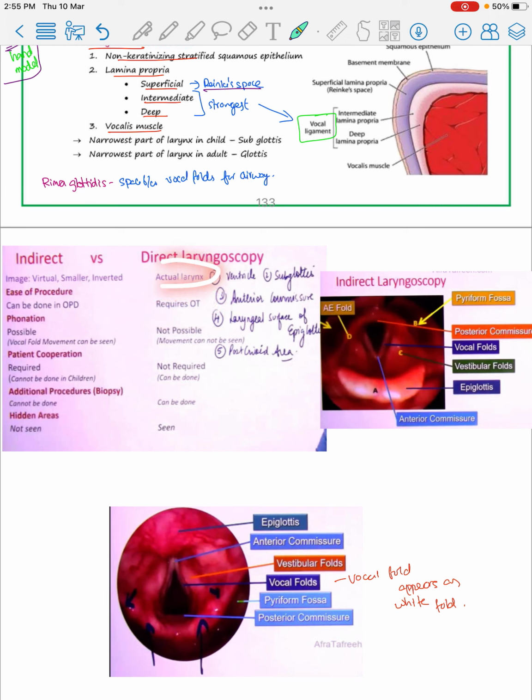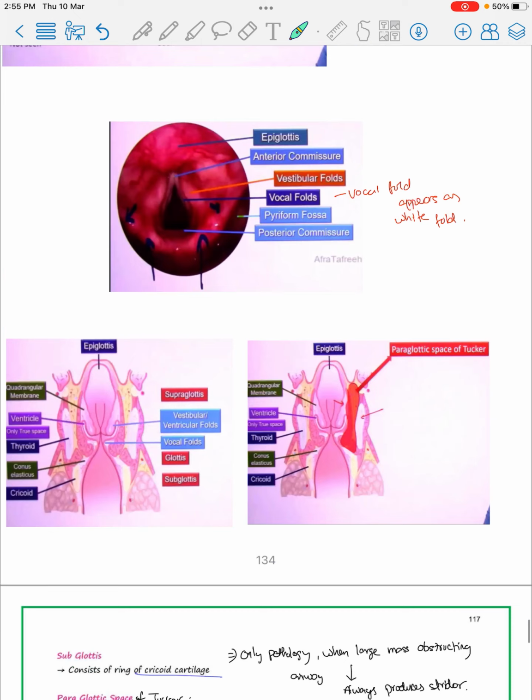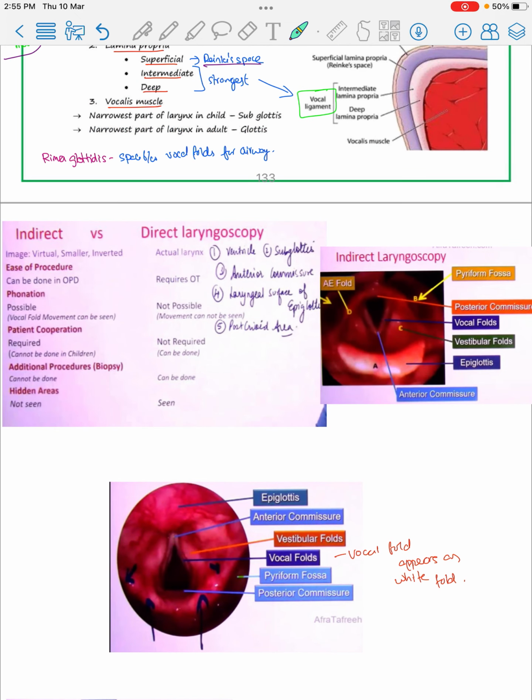We can see the actual larynx as it is. Then phonation is not possible. When we see what phonation is, it is the sound coming. We can check how the sound comes, whereas in that you can check by telling the patient to do that.